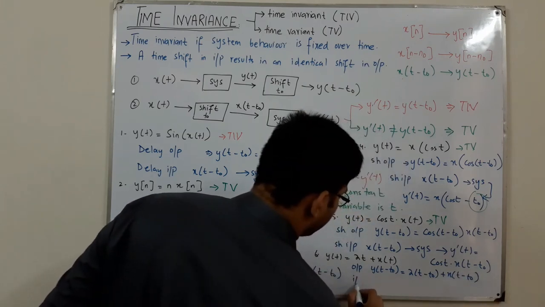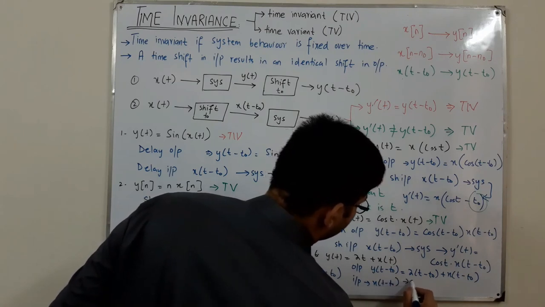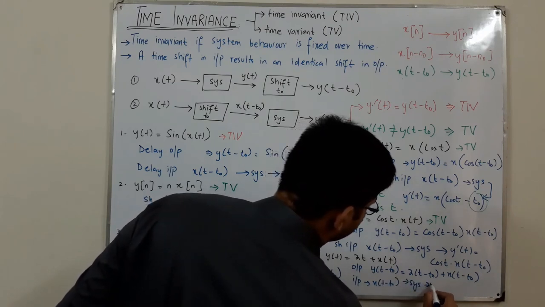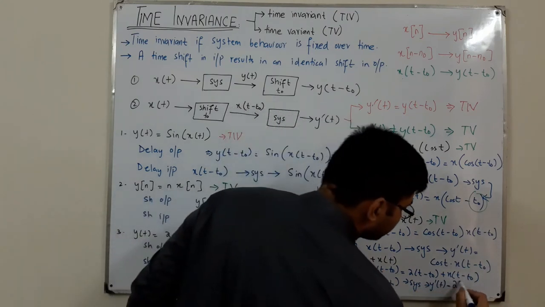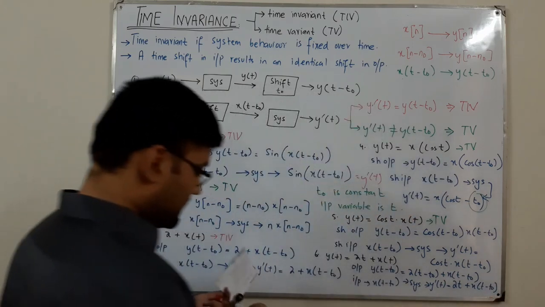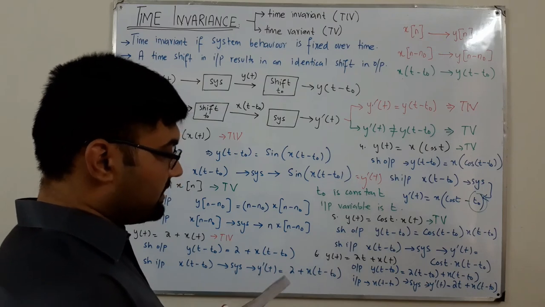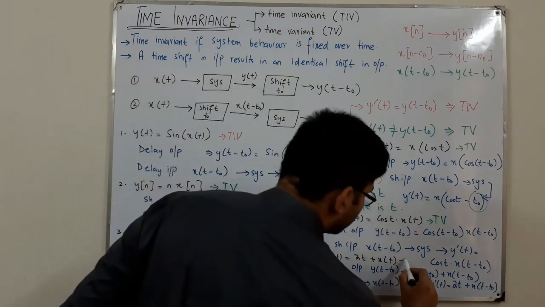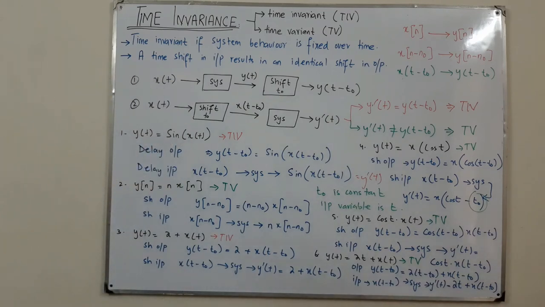And now you shift the input first, so you have x of t minus t naught. And now you provide it to the system, so y dash of t would be what? It would be 2 times t plus x of t minus t naught. So these two are not the same, because 2t was not our input, so we have not shifted it. Which means that this is a time variant system. Fine?